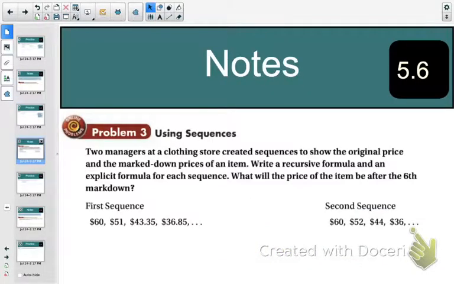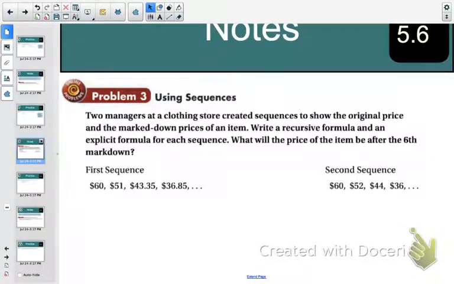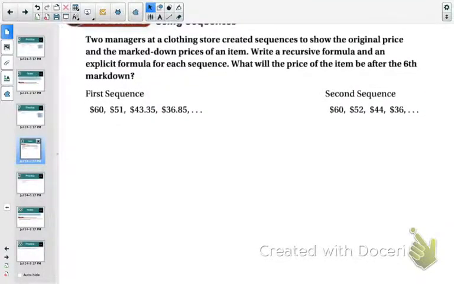Okay. Next one says, 2 managers at a clothing store created sequences to show the original price and the markdown price of an item. Write a recursive formula and explicit formula for each sequence. What will the price be after the 6th markdown? Okay, so this is our first term, second, third, fourth, and so on. So we need to find the common ratio or common difference first.